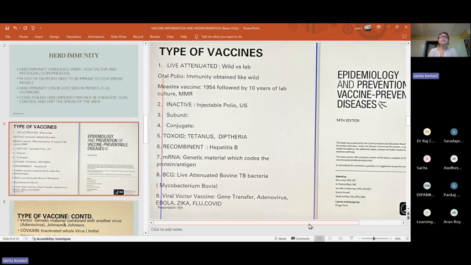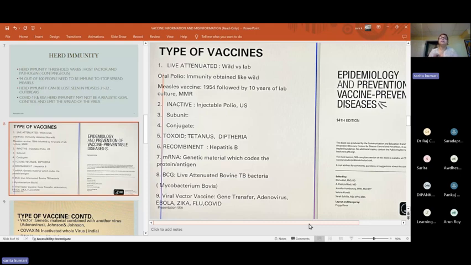The other type of vaccine, number three, is subunit, meaning only a tiny piece of the bacteria or virus is taken. Then conjugate, where you have multiple pieces. Then toxoid, like tetanus. The tetanus bacteria produces a toxin, and the toxin is the antigen. So you take a piece of the toxin and inject it into a human, and that will produce antibody. So tetanus, diphtheria, and whooping cough vaccines are all toxoid vaccines.